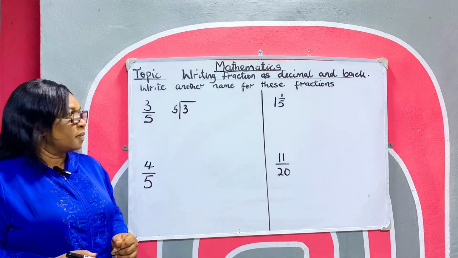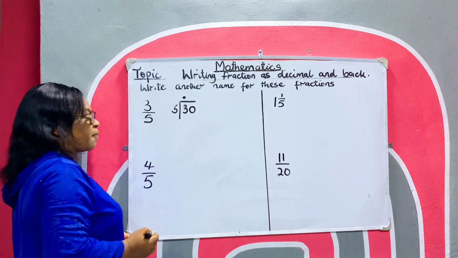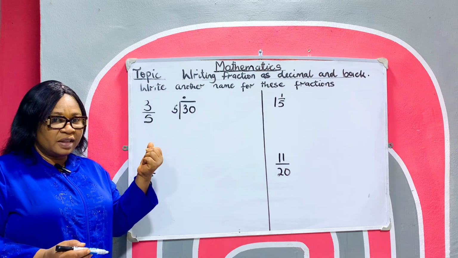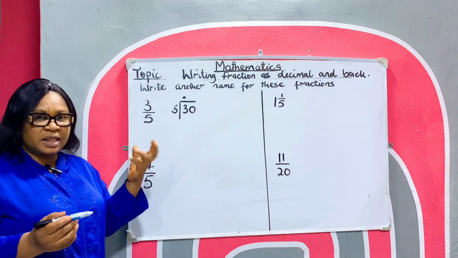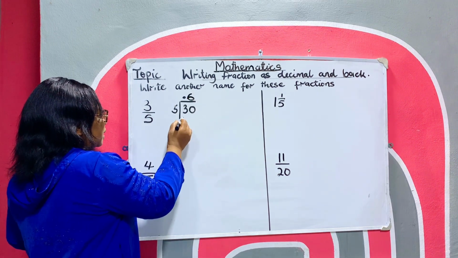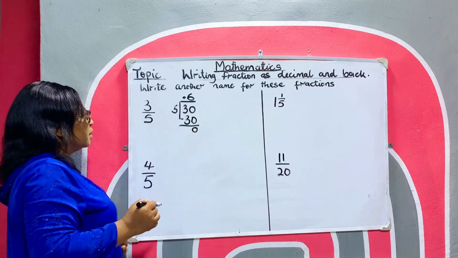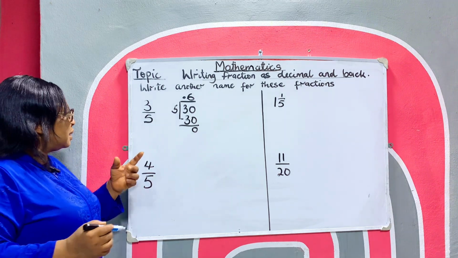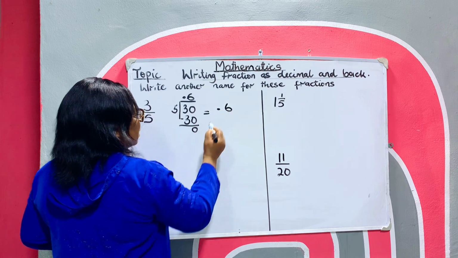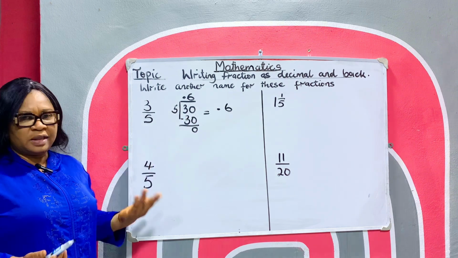5 divide 3, it cannot go. So you put decimal and you add 0. 5 divide 30, we are going to have 6. Okay? We have 6. 5 times 6 will give us what? 30. And when we subtract, we have 0. That means that 3/5 is also 0.6. You see? We can still get back to 3/5 with this 0.6.